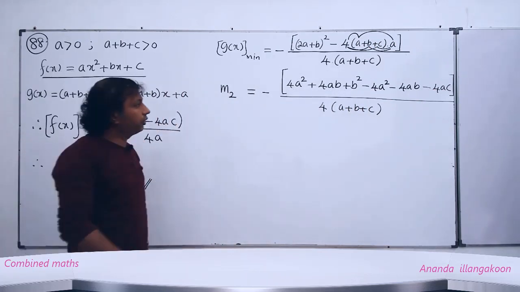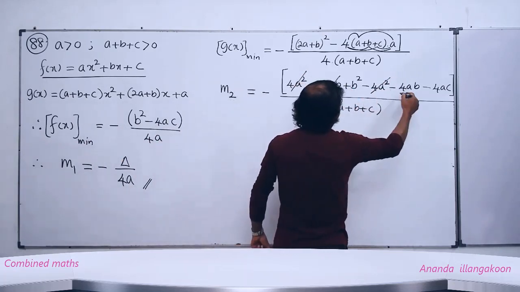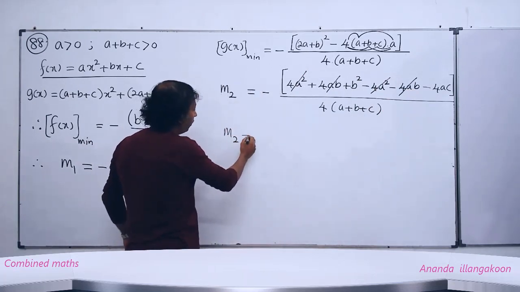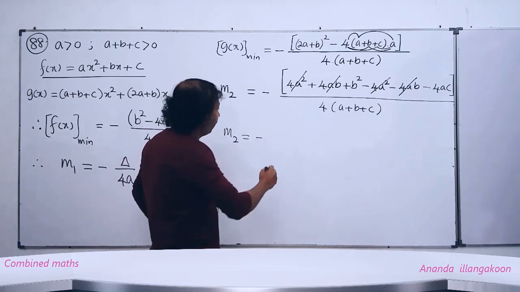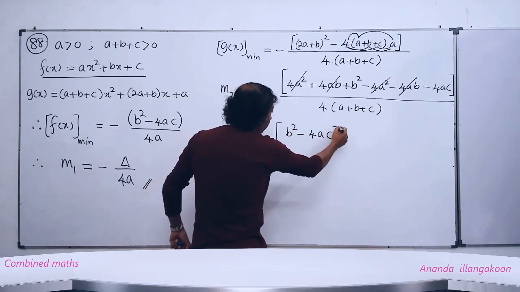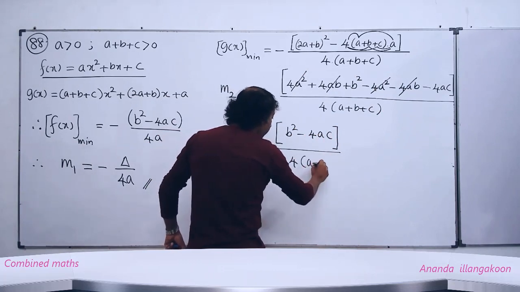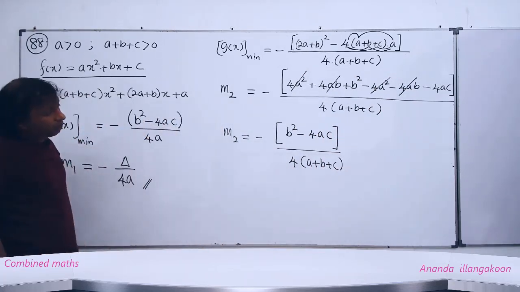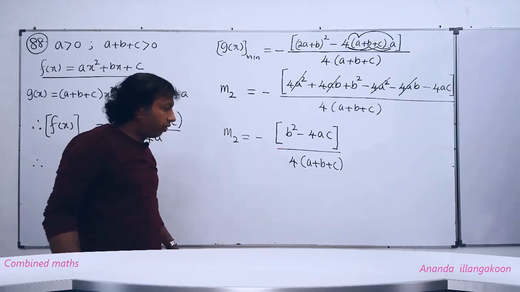Now you can see this 4a squared, you can cancel down with this 4a squared. 4ab minus 4ab, we can cancel down. Then m2 is equal, people, to minus b squared minus 4ac divided by 4 times a plus b plus c. But you know, people, b squared minus 4ac is delta. You can put here delta. Then we get m2.